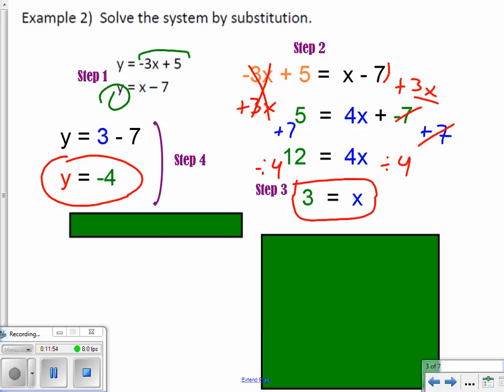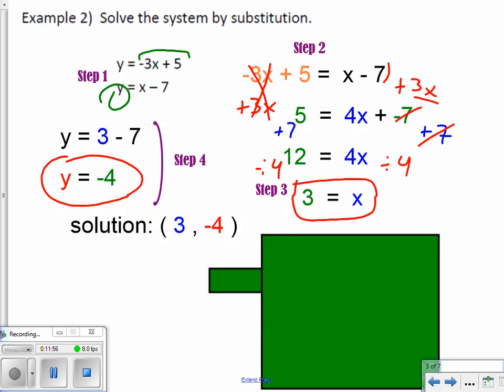Now that I have my two pieces, my x and y, I would say my solution, in this case, the spot where both equations or both lines cross at the same time, would be at 3, negative 4. X is 3, y is negative 4. So that is our one and only solution.